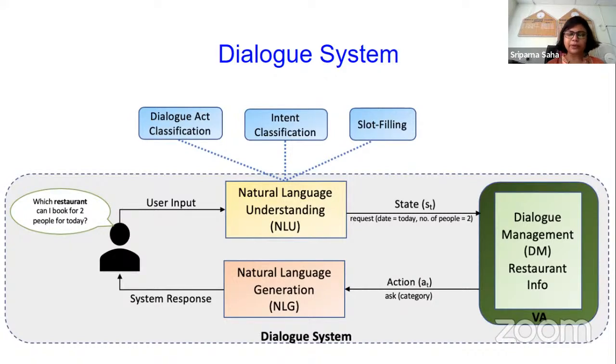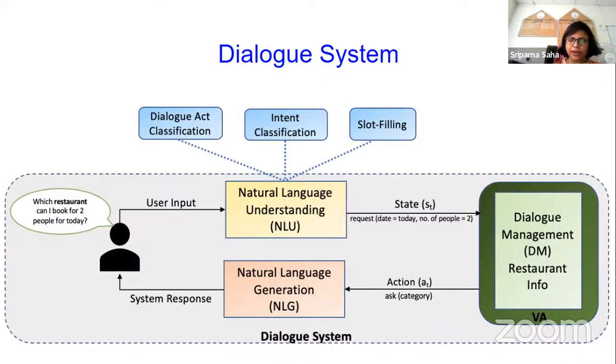For example, the user is asking to book a restaurant. The user's utterance is, "Which restaurant can I book for 2 people for today?" If this is the user's utterance, the agent has to extract information from it. Here the date is today and the number of people is 2. These are the relevant information that have to be extracted from the user's utterance. So natural language understanding has 3 tasks.